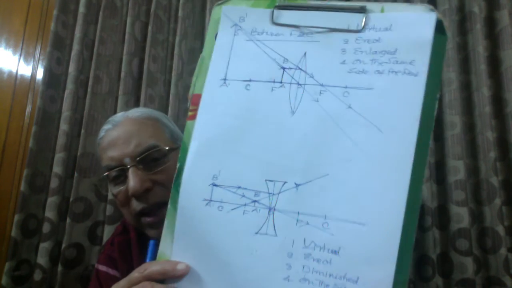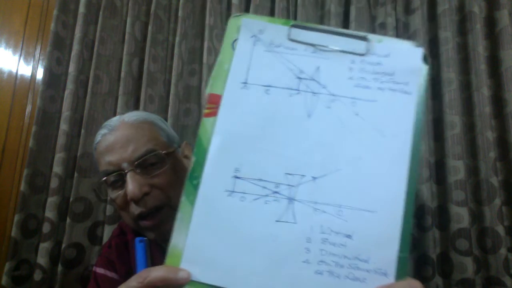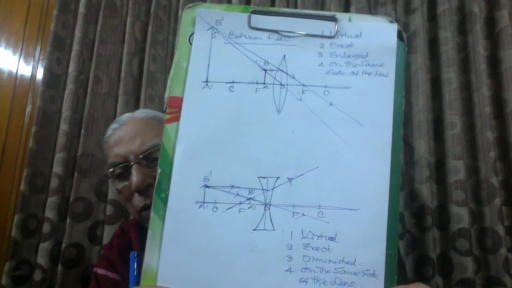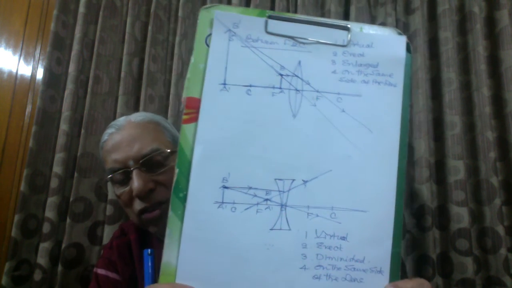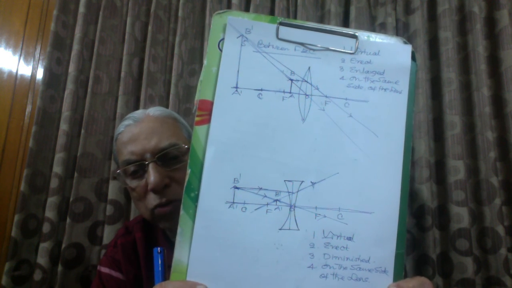Now I will go to the last part: formation of images in the case of a concave lens, not mirror, a concave lens. Now I draw the figure. You may place the object at any place. Here I have placed it beyond C. AB is the object. Once again, I have considered two rays. One ray traveling parallel to the principal axis is bound to pass through F.